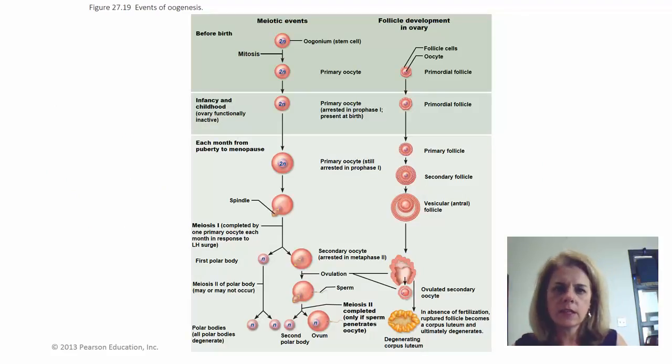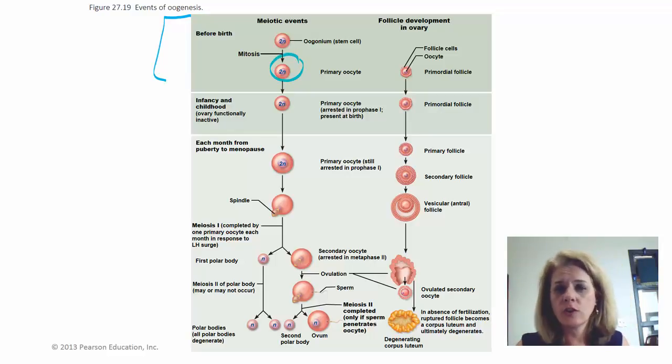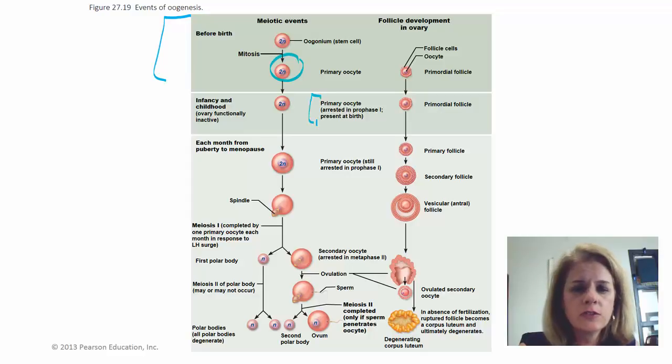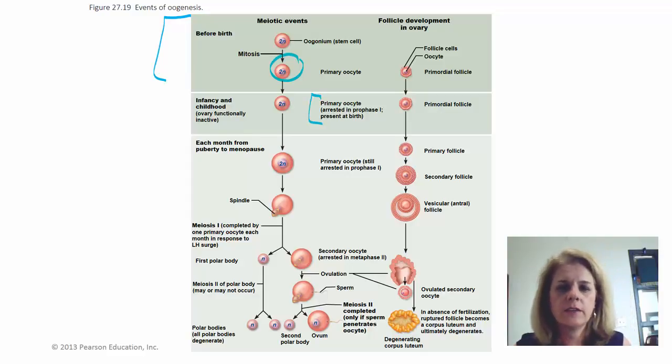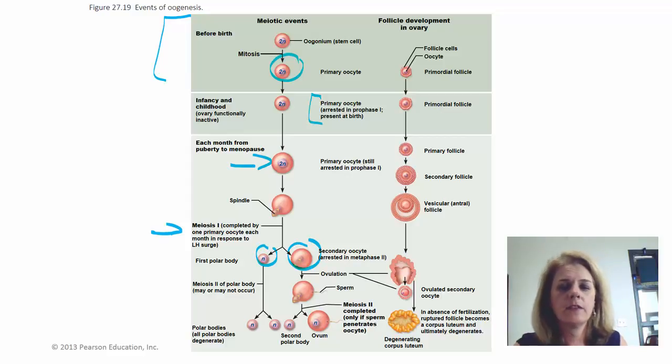So this is what this looks like. Here is before birth. You have those oogonium, these stem cells, and they undergo mitosis, and you get these primary oocytes. And they're kind of stalled. These primary oocytes are going to be stuck in meiosis 1. Now each month, from puberty to menopause, these primary oocytes will start to complete meiosis 1. And when they do, you get a secondary oocyte and a polar body. And again, this one is going to stall. It's just going to hang out.